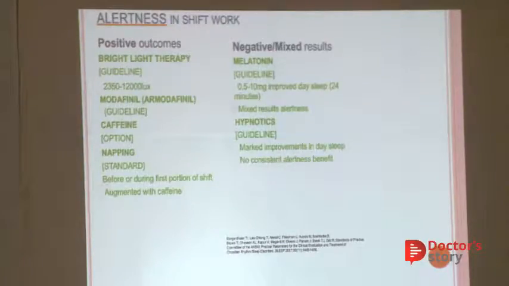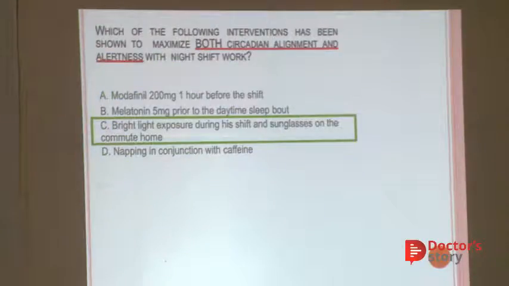So alertness in shift work, bright light therapy, that's the one. You can give them modafinil and coffee, napping, but then melatonin, not much. Mixed results. Hypnotics, not much at all. So for this patient, both the circadian alignment and alertness, bright light exposure during shift and sunglasses on the way home. That's the most important thing. If it was only alertness, you could give them modafinil, right? But that's not the recommendation.